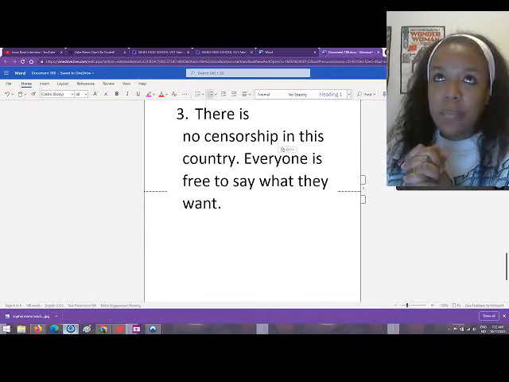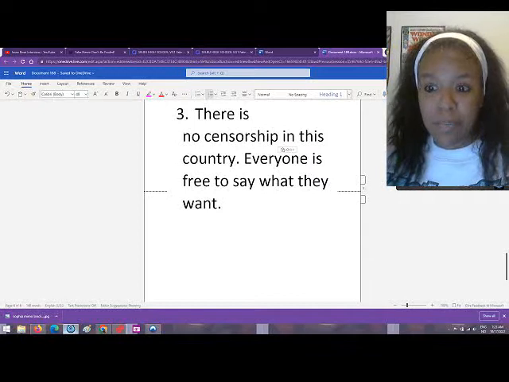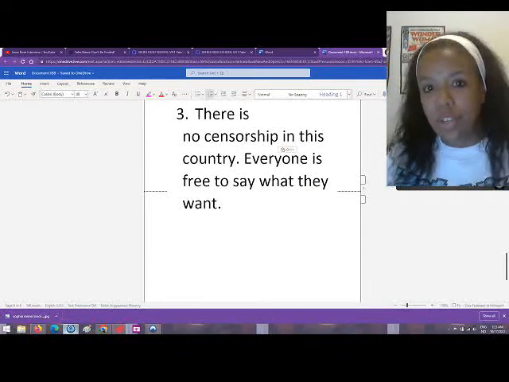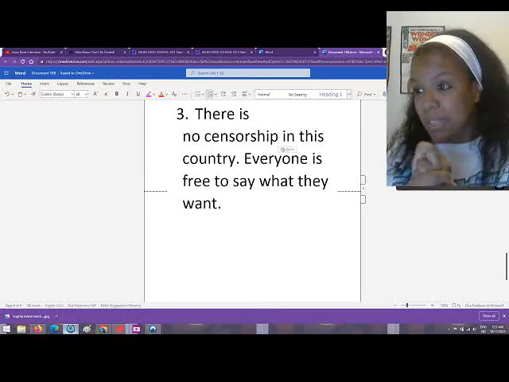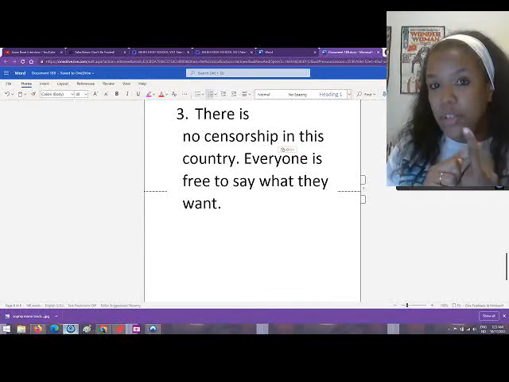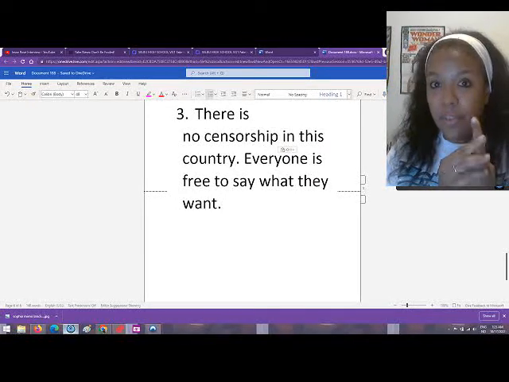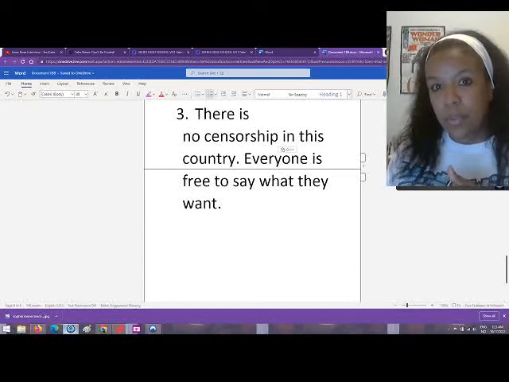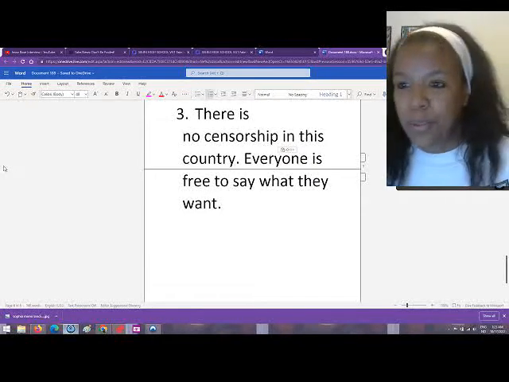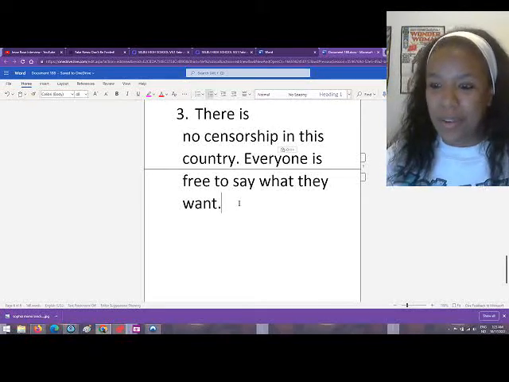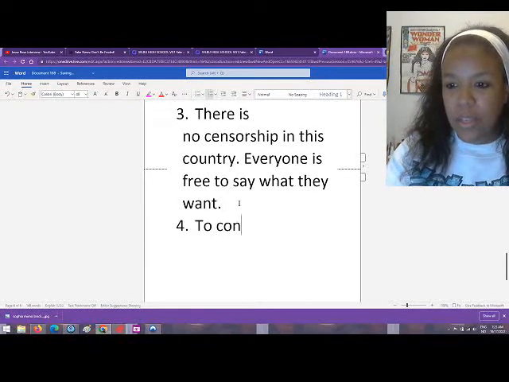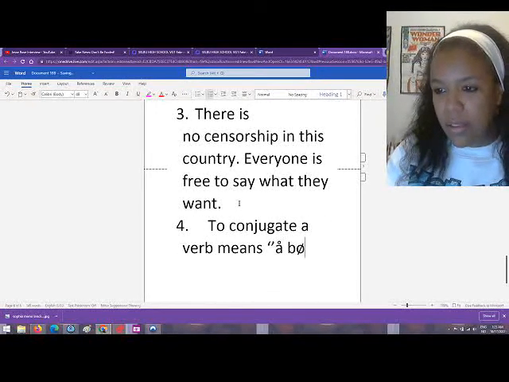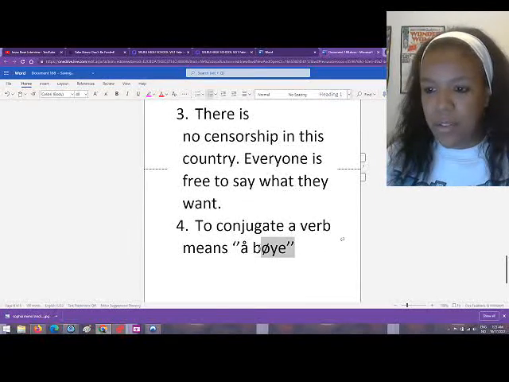A lot of the words on the list, how do I put it? Words that come from the same family. Censor, to censor, and then censorship. All of those come from the same family. To censor, that's the verb form of it. And then you can conjugate the verb. To conjugate a verb, let me write this down here. To conjugate a verb means that in Norwegian.